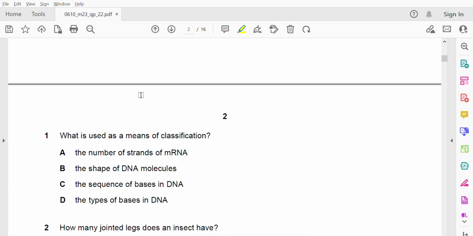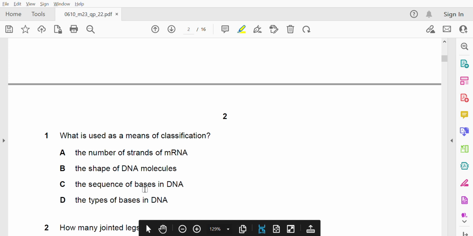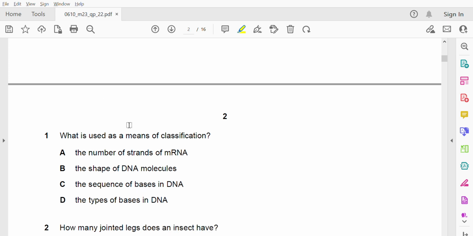Question number 1. What is used as a means of classification? A. The number of strands of mRNA. B. The shape of DNA molecules. C. The sequence of bases in DNA. And D. The type of bases in DNA. Now, as a means of classification, the sequence of bases in the DNA is used because that is what differentiates one organism or one particular species from another. So the correct option is C.